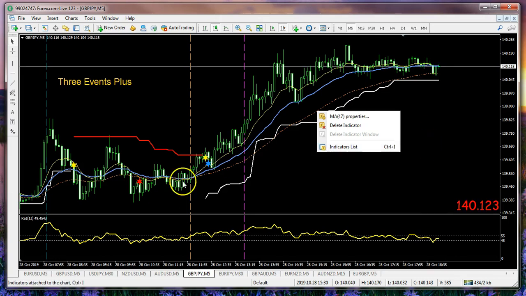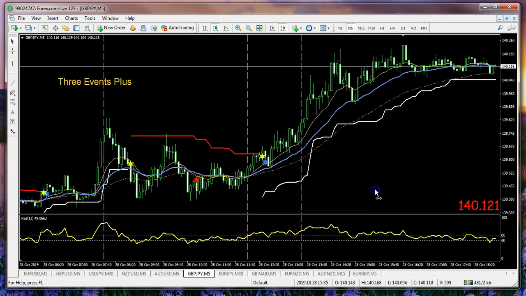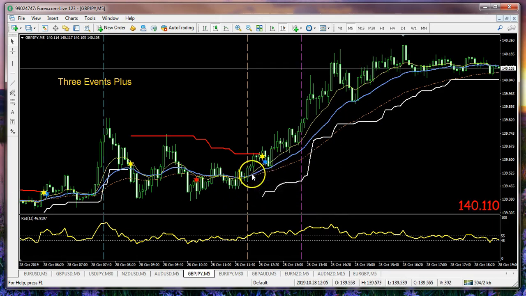Once we get the first event, that is the chandelier taken out here, that situation is represented by this yellow star, and then the blue star indicates that all 3 of these averages are now in wonderful stacked order. We have the 12 above the 24, and then we had a crossover also of the 12 and the 47. So that's the situation on this one.